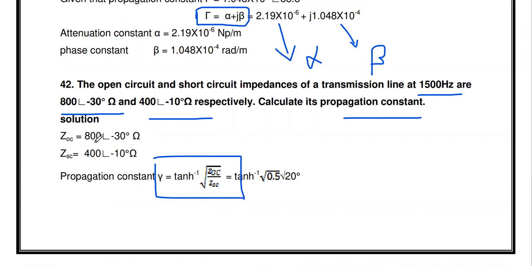So 800 is ZOC, the open circuit impedance. You just substitute the open circuit and short circuit impedances, and here we may get tanh inverse of square root of 0.2 into square root of 20. Okay, so this is the answer, for how to calculate the propagation constant when the open circuit and short circuit impedances are given.